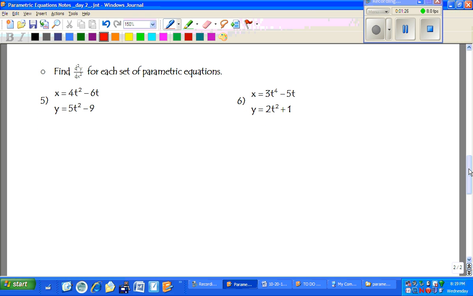So we're finding the second derivative of all of these. First, we have to find the first derivative. So the first derivative, or the derivative of x with respect to t, is 8t minus 6. And dy/dt is just 10t. So dy/dx is just dy/dt, 10t, divided by 8t minus 6. Now we could simplify that, take out some 2's and cancel those out, but not going to yet. You'll see why in a little bit.